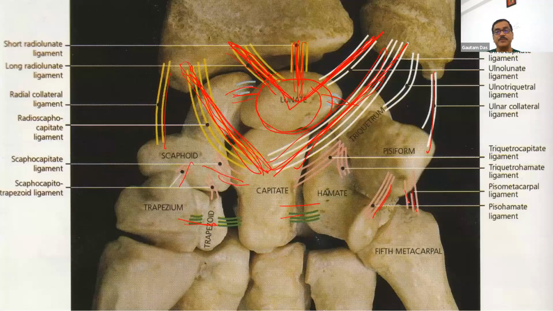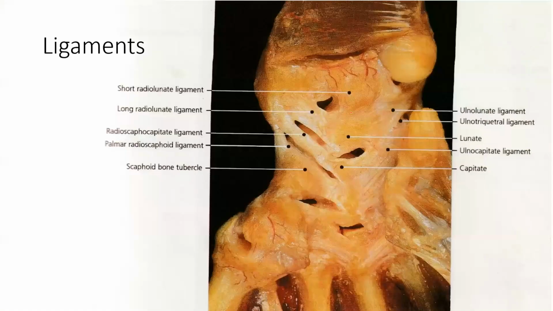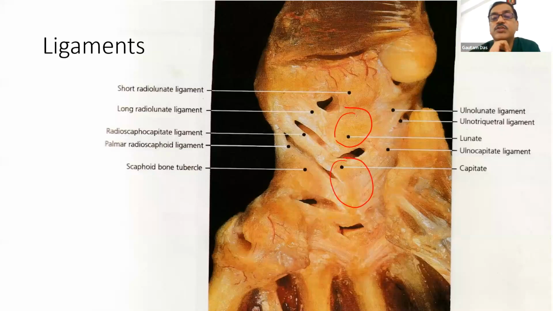So here, this is one of the cadaveric dissections. Here you can see this is your lunate, this is your capitate. So this ligament is your short radiolunate ligament. And the other two parts of the V from the lunate: one part of the V is your long radiolunate ligament, and this is your ulnolunate ligament. One V, and the larger V, which is starting from the capitate, is this one.